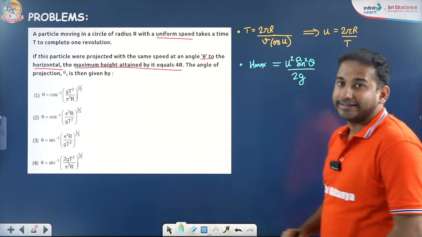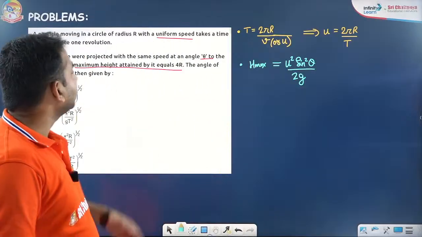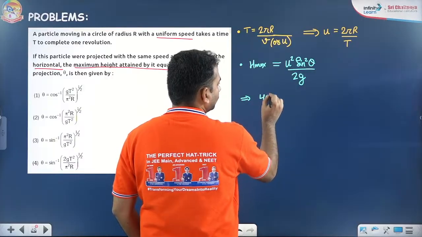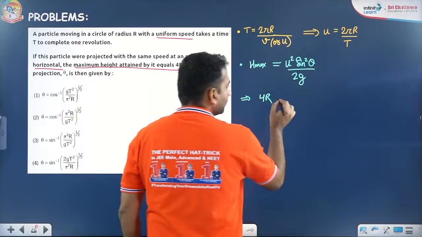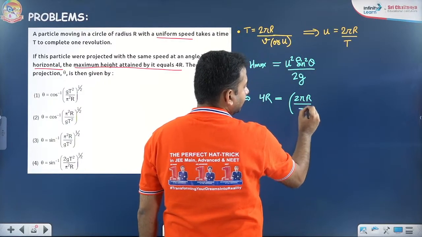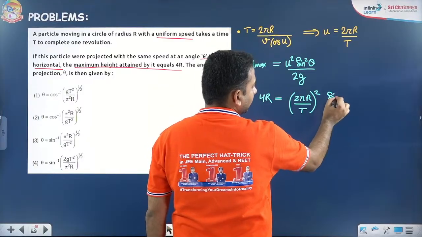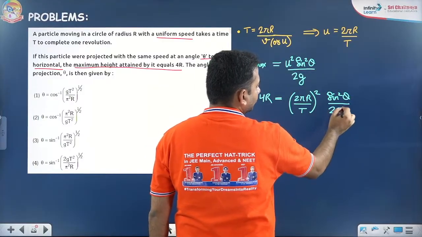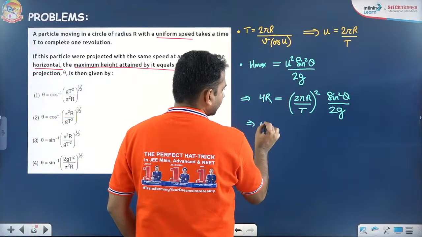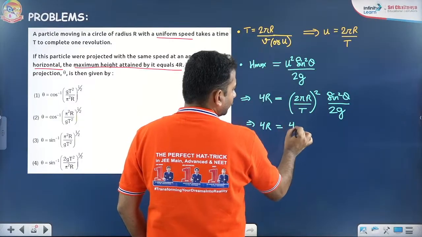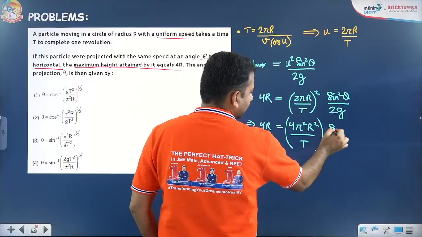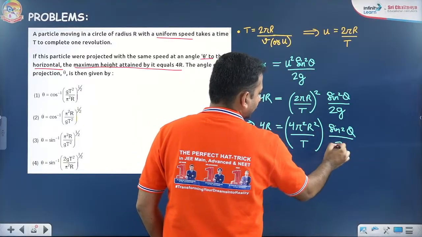U square sine square theta by 2g, if the angle is made with horizontal, and it is made with horizontal in the question. So this h max value, they are giving it to be 4r. This u can be written as (2 pi r by t) whole square, times sine square theta by 2g. If I square it here, I get 4r equals 4 pi square r square by t, times sine square theta by 2g.